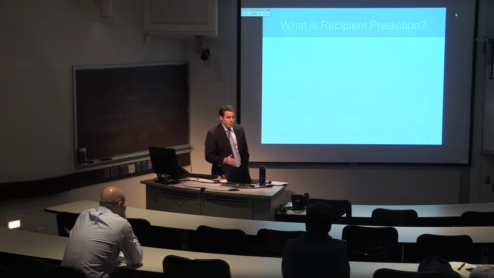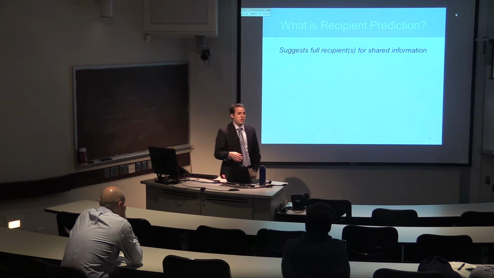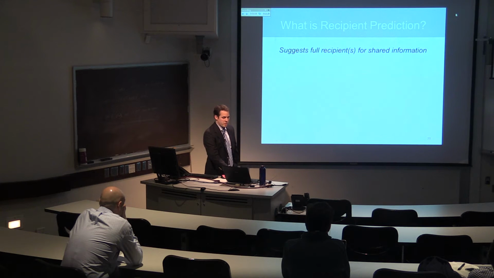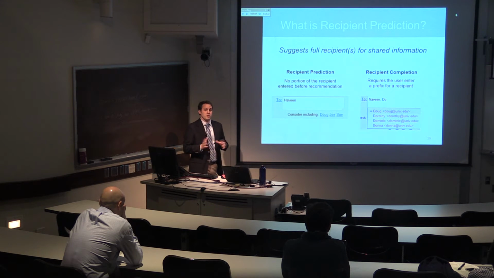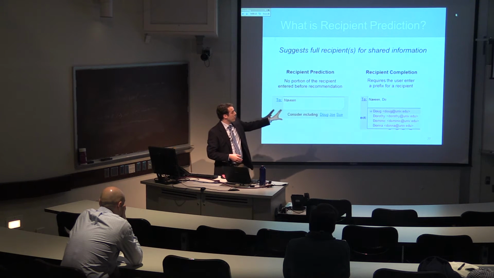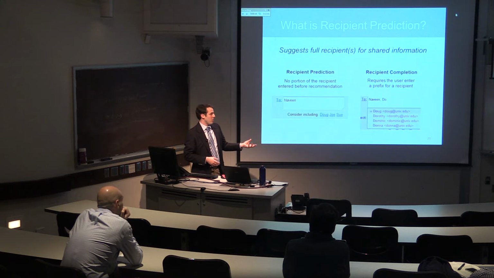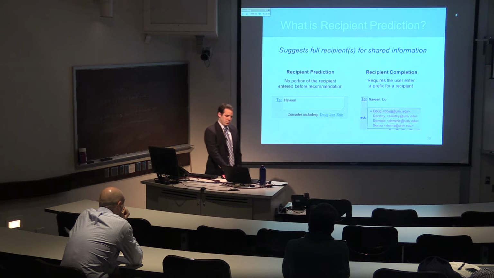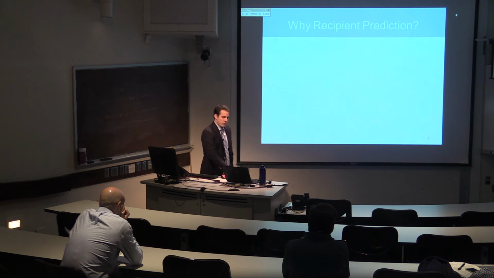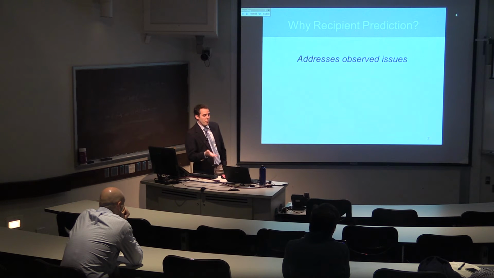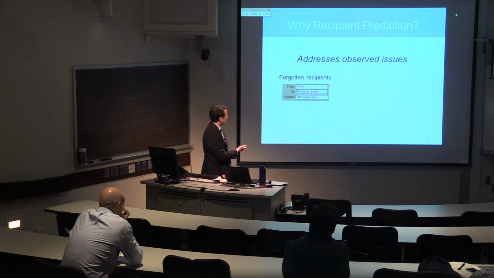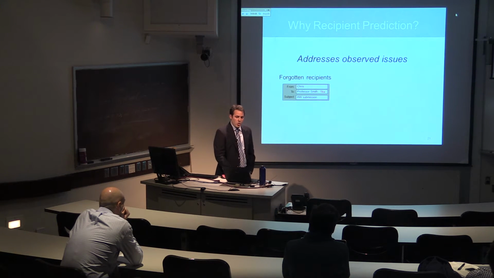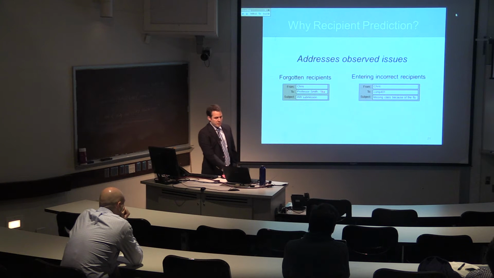Well, what is recipient prediction? Recipient prediction suggests full recipients for shared information. And this is in stark contrast to recipient completion, because recipient prediction requires that no portion of the recipient be entered before the recommendation, while recipient completion requires the user enter a prefix for the recipient, and then the system recommends completions to that prefix. So why is recipient prediction helpful? Well, it will address certain observed issues that we've already touched on, such as forgotten recipients by suggesting additional recipients, or entering incorrect recipients by suggesting the correct one.